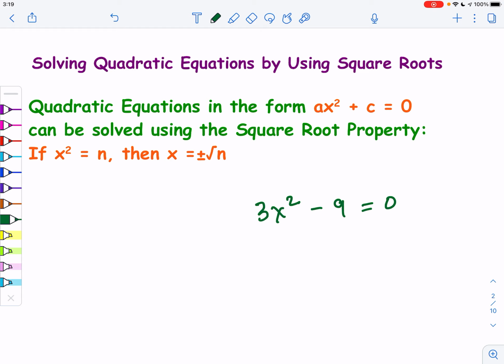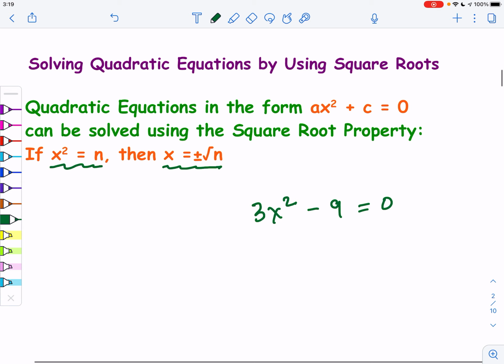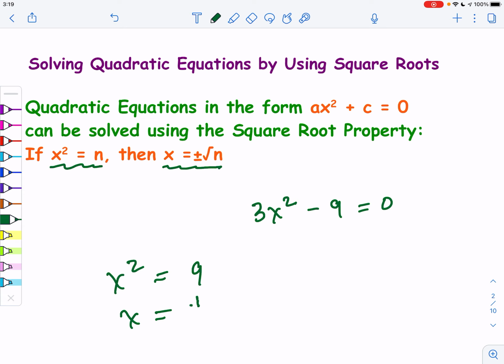The square root property says if x squared is equal to n, then x is equal to the positive or negative square root of n. So if x squared is equal to 9, then x is equal to the square root of 9, which would be positive or negative 3.